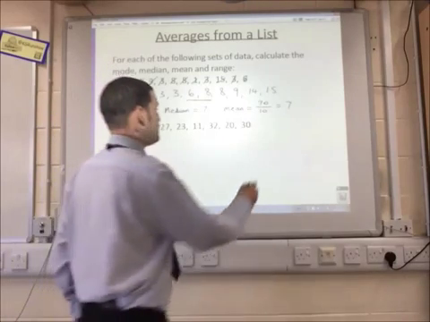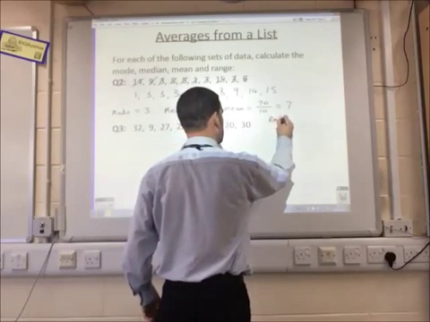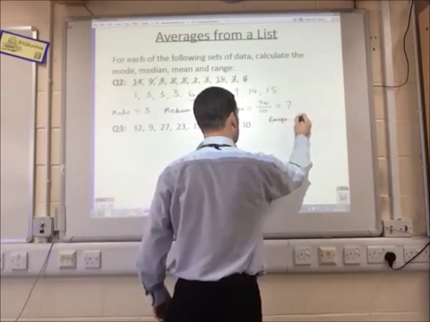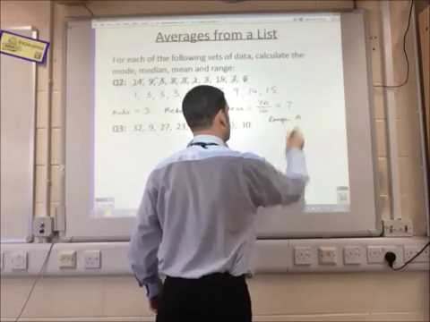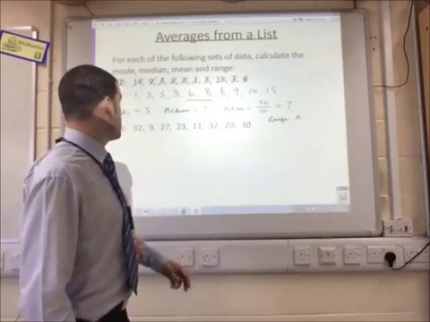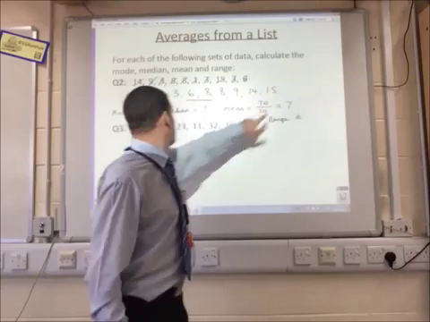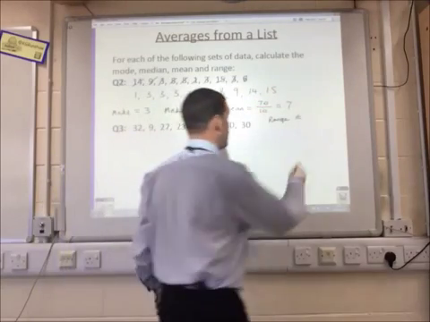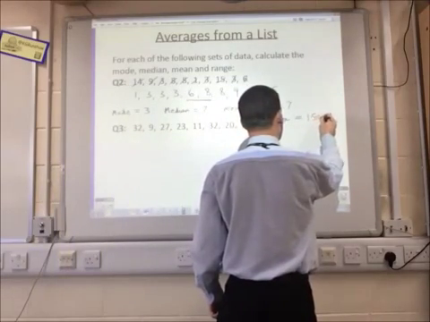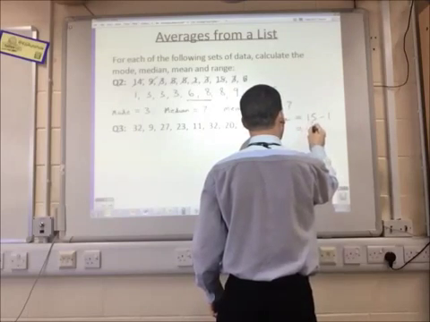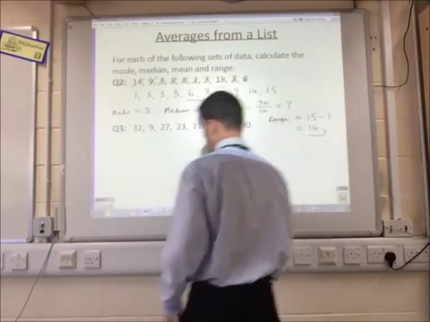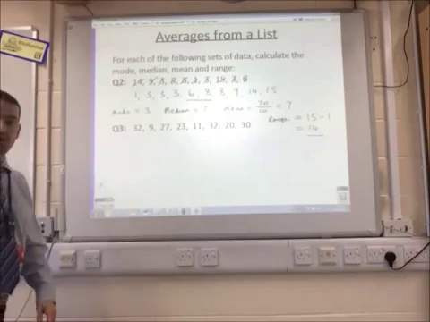And finally the range. Again, let's make sure we're showing how we're working it out. The highest number is 15, the lowest is 1, so just take them away. So the range is 14.